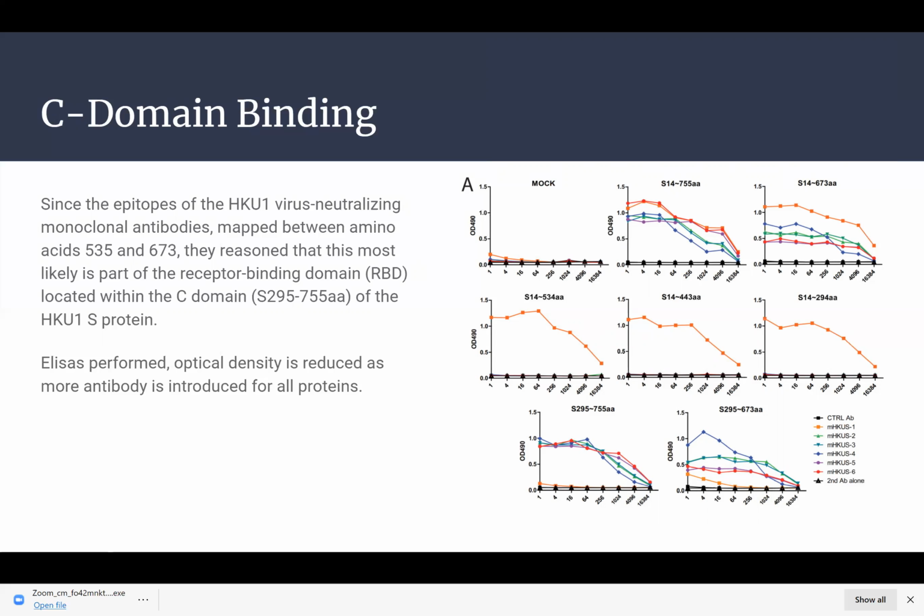So looking at this, they performed some ELISAs again, with the optical density reduced as more antibody was introduced for all the proteins. So looking at the figure on the right, the y-axis is the optical density, and the x-axis is the antibody being introduced. As you can see, as more antibody is introduced, the optical density is decreasing, and it showed that across the board, there was a decrease in all of the different strains that they used. Therefore, there was no difference in that respect.